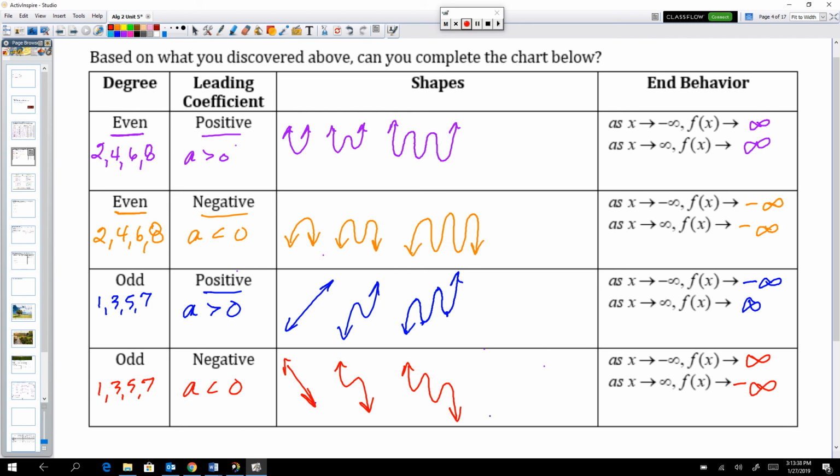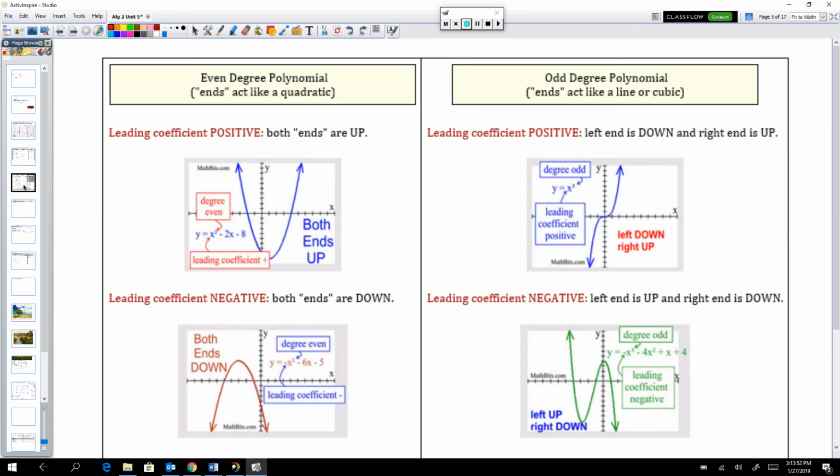And that is what you'll be asked to do on the assessment, is to look at the shape of the graph and determine if the degree is even or odd, and what degree it is, and whether the leading coefficient is positive or negative. This is a summary of what we just talked about. There's really no notes to take here.